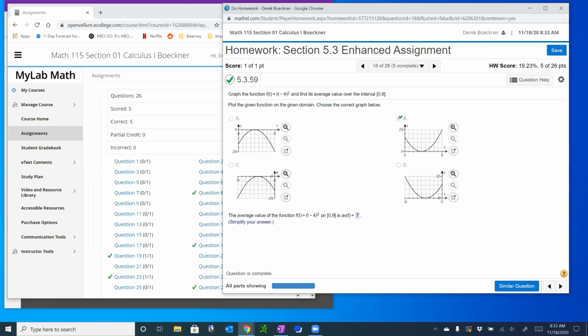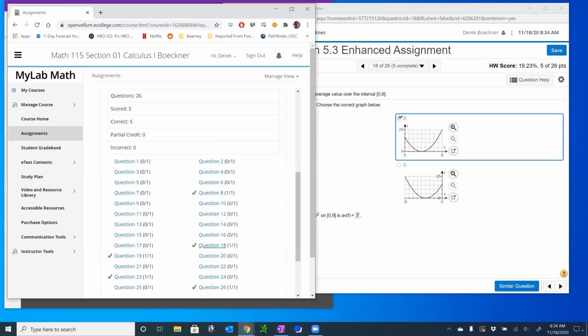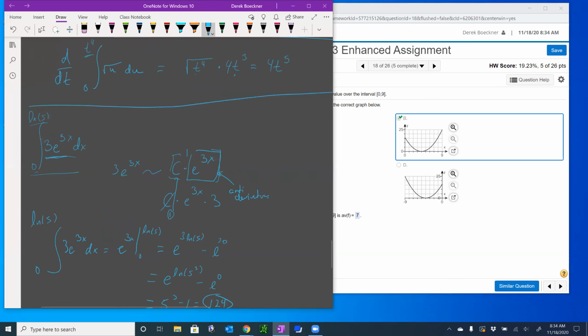we've got this function here, which is a quadratic. It's just your basic parabola x squared, but it's been shifted to the right by 4. So this is the basic parabola shifted to the right by 4. So we picked that one. And then I think I probably still have the notes from yesterday here.